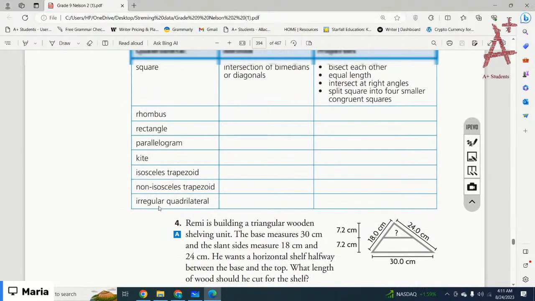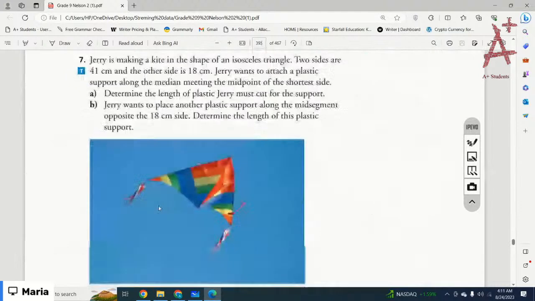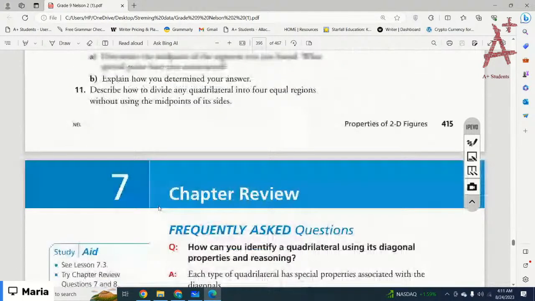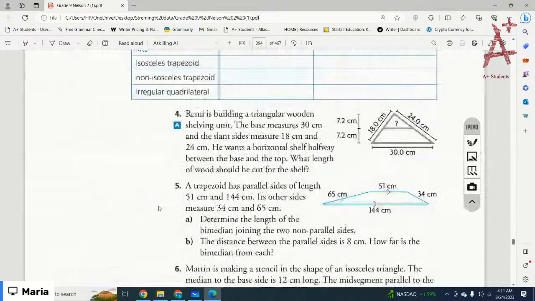Okay, let's start with question number 4. Remy is building a triangular wooden shelving unit. The base measures 30 centimeters and the slant heights measure 18 centimeters and 24 centimeters. He wants a horizontal shelf halfway between the base and the top. What length of wood should he cut for the shelf?